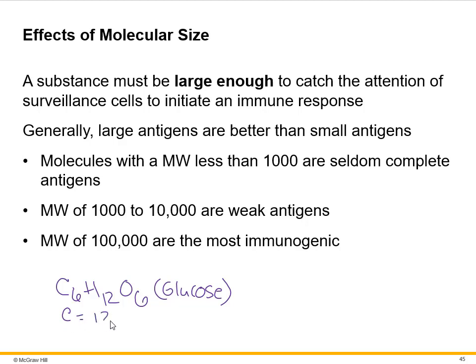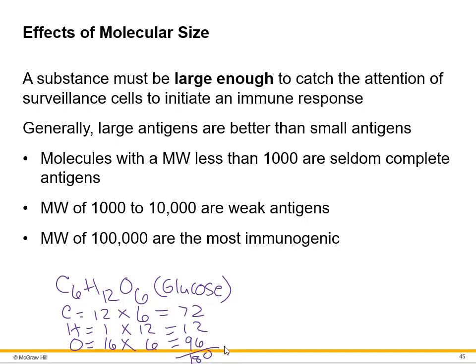Carbon is typically 12, and so we have 6 of those, so that would be 72. Hydrogen has a mass of 1, and you have 12 of those, so that's another 12. And oxygen has a mass of 16. You can look that up in the periodic table, and there are 6 of those, so that is 96. So this would be 180 Daltons, or molecular weight. And so is glucose antigenic?